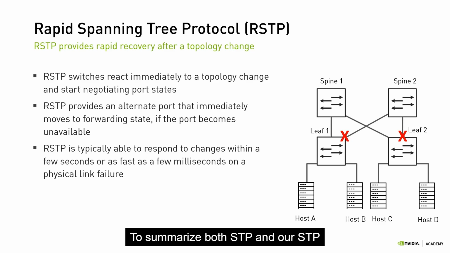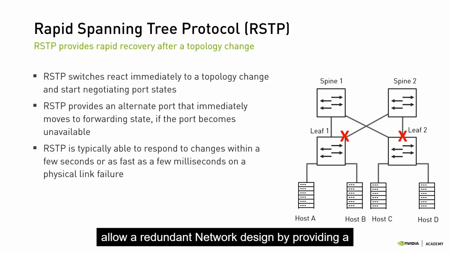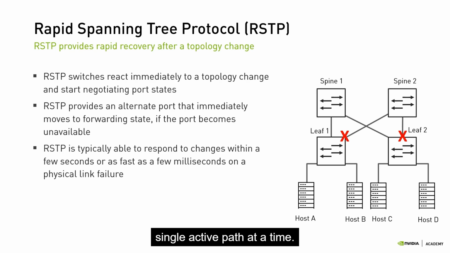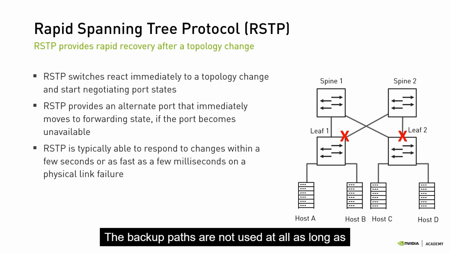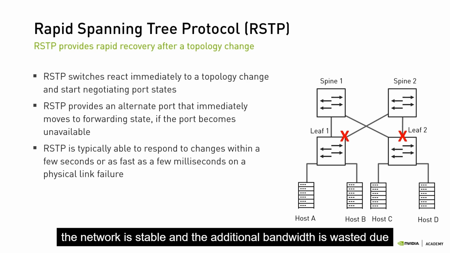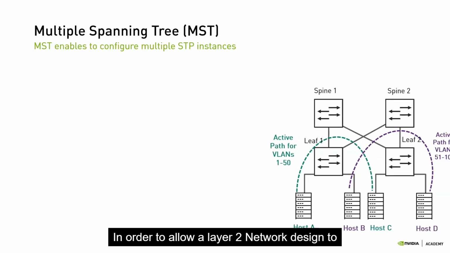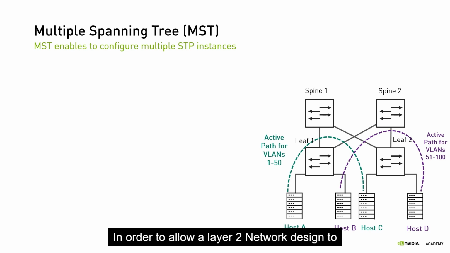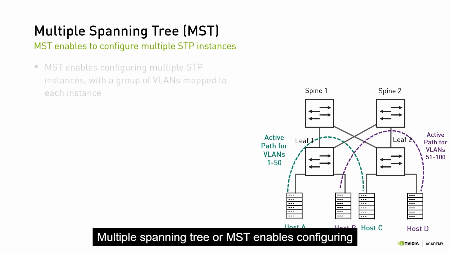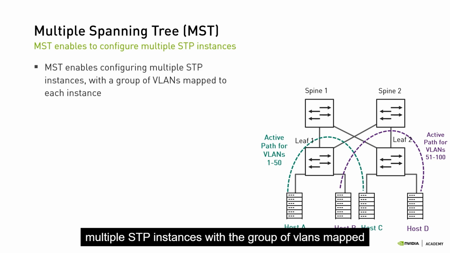To summarize, both STP and RSTP allow a redundant network design by providing a single active path at a time. The backup paths are not used at all as long as the network is stable, and the additional bandwidth is wasted due to blocked ports. In order to allow a Layer 2 network design to provide multipath support, a third version of STP was introduced. Multiple Spanning Tree, or MST, enables configuring multiple STP instances with a group of VLANs mapped to each instance.